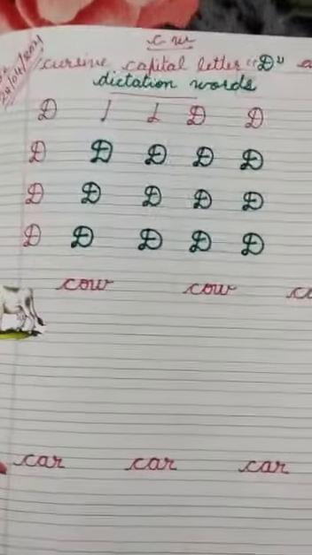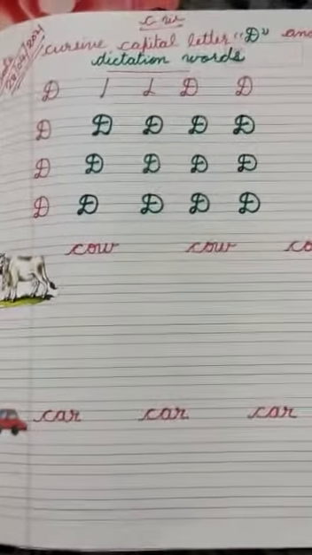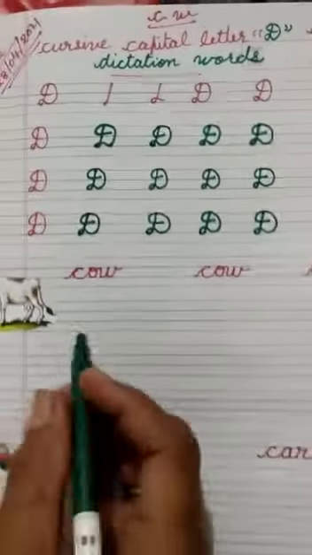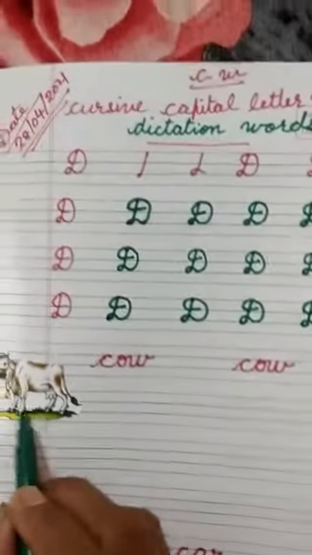Now I will teach you how to write the spelling of the words cow and car. Let us start. Which picture is this?